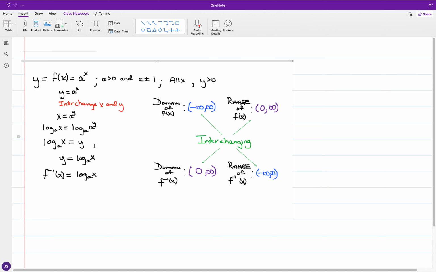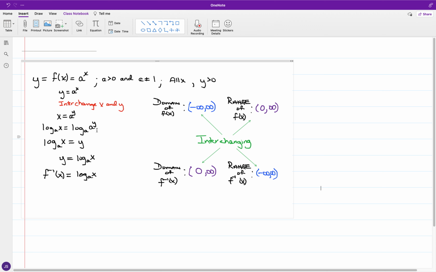And for the inverse function, again, we interchange the x and y terms. So we're transforming y is equal to a to the x over to x is equal to a to the y. Taking care of the exponential base a, we're looking at taking the base a logarithm of both sides. So we have the base a logarithm of x is equal to the base a logarithm of a to the y, and the logarithmic and exponential bases cancel out.